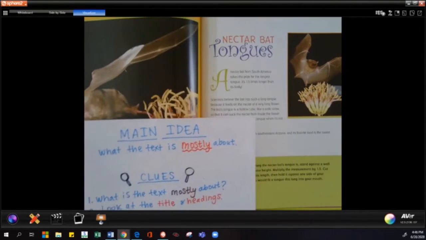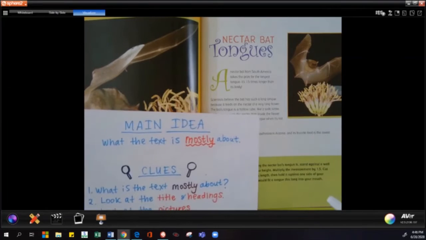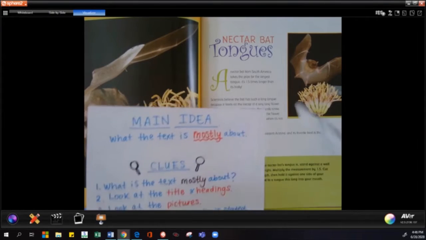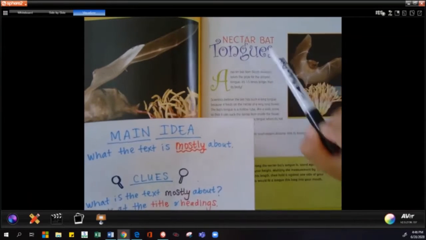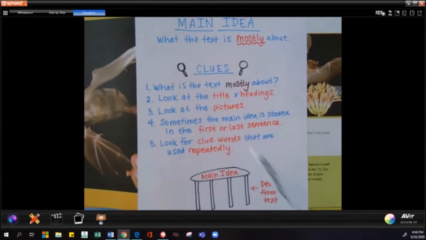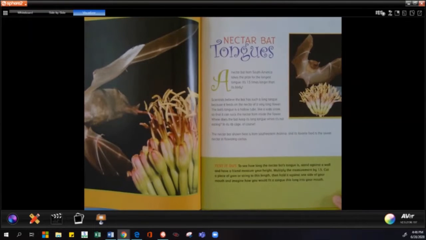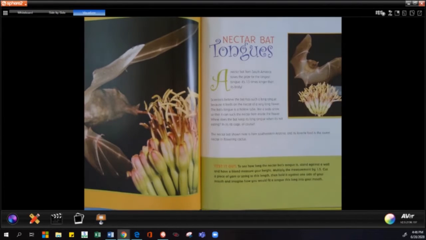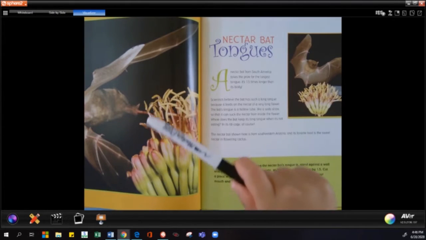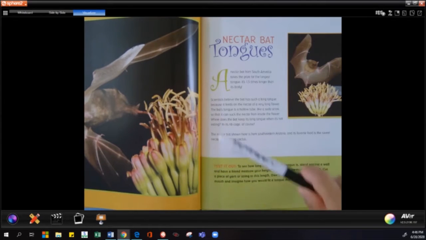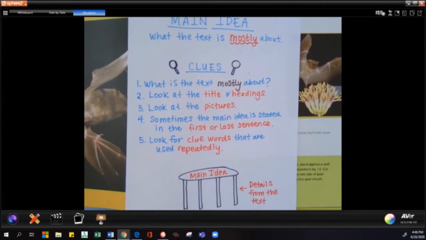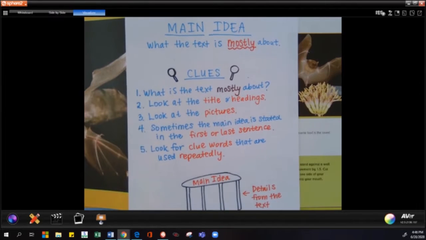We're going to be reading more about or doing our main idea, Nectar Bat Tongues, that we read. So, hey, that's a huge clue on what this was mostly about. Number 3, look at the pictures. For this text, what pictures do you mostly see? If you said nectar bats and their tongues and maybe the plant that they eat from, you're right. That gives us clues to point us to the main idea.